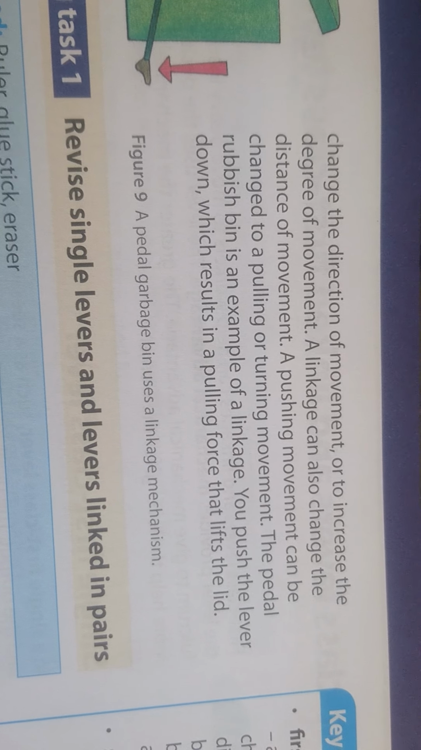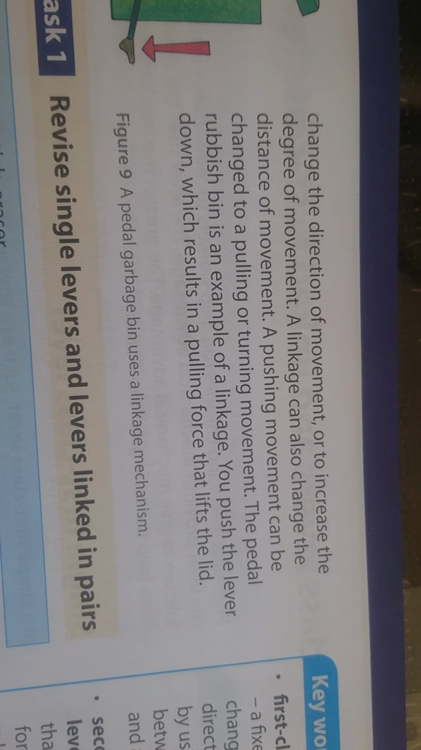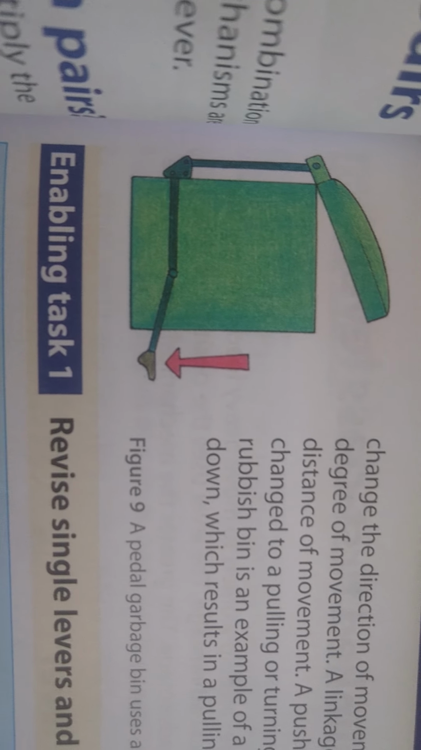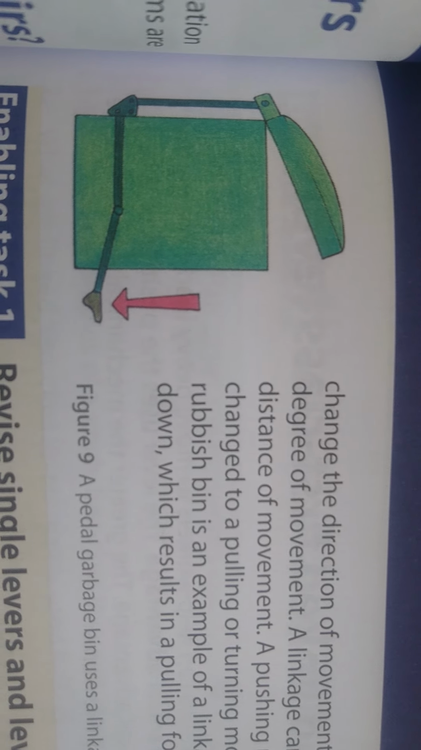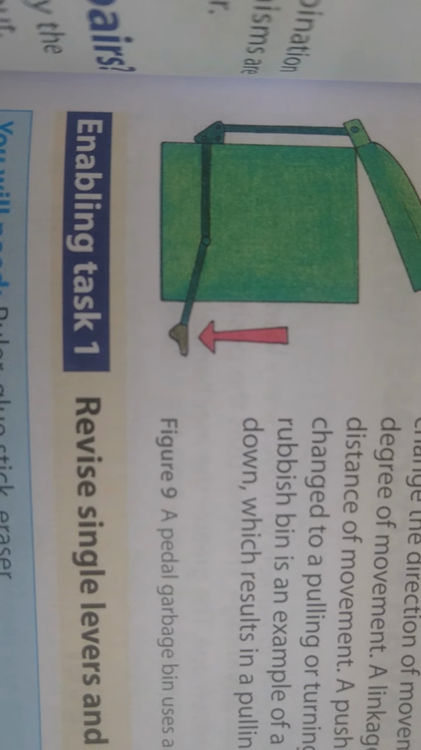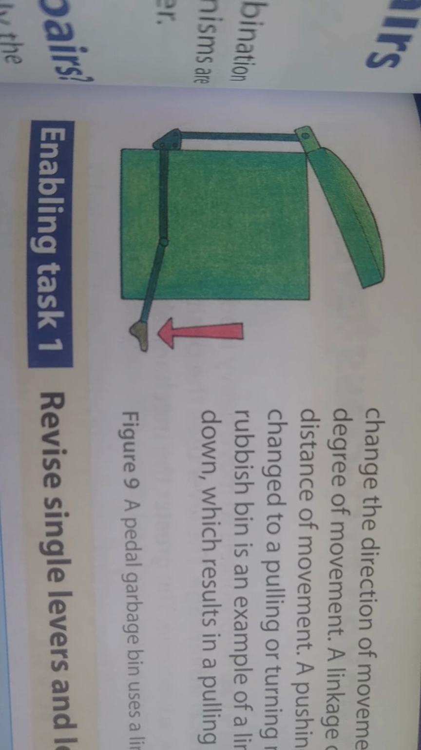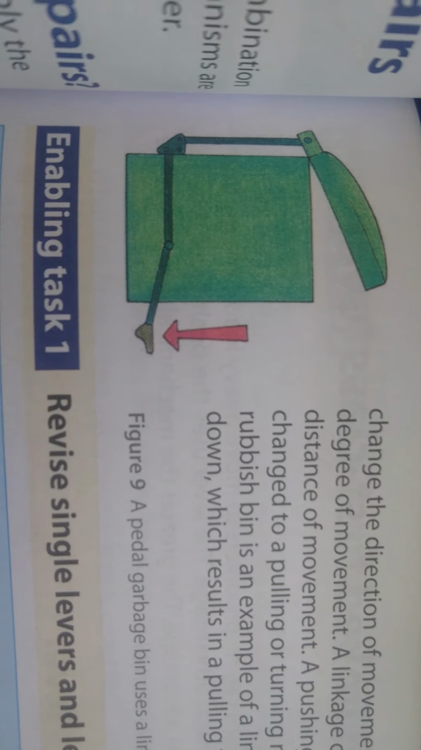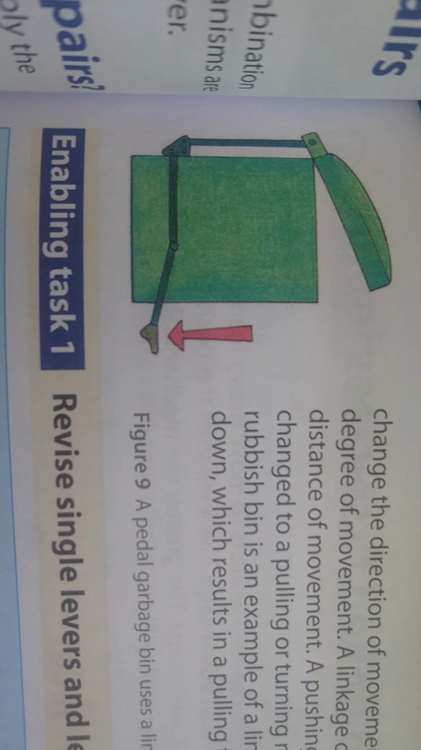The pedal rubbish bin is an example of a linkage. You can put the lever down, which results in pulling that lifts the force. So as you can see here, in this example of a bin where you push the foot pedal down and it opens the lid of the bin, it has many levers that are linked together to make the lid open up, so it works over a distance. This is an example of linkages.